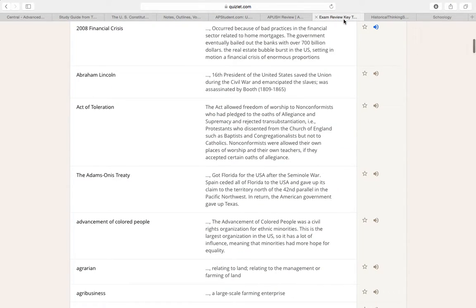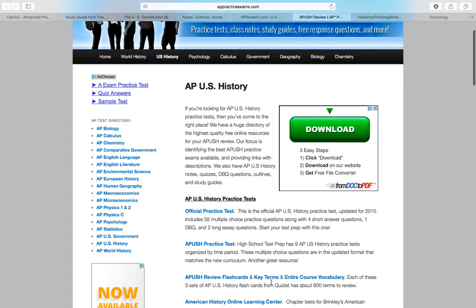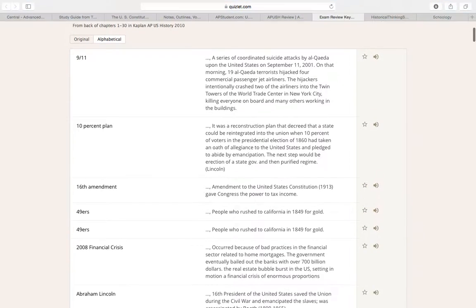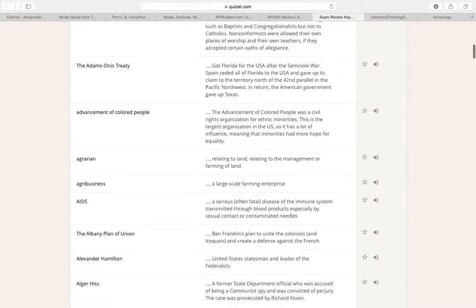The exam review. Oh, didn't mean to go there. The key terms is an example. This will take you to Quizlet as we navigate through here. They're in alphabetical order.